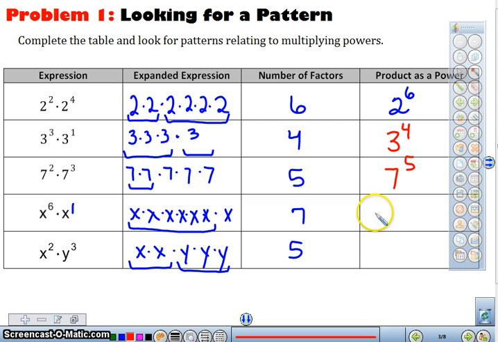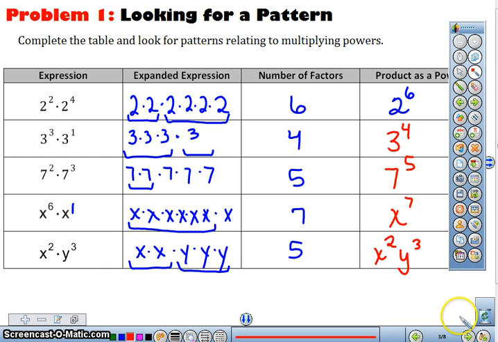Here we have 7 x's. Since they're all x's, our answer is going to be x to the seventh. And this is the tricky one. You cannot combine these and put to the fifth. So you're going to leave it separate. It's going to say x to the second, because that's our one base, and y to the third is how we simplify that product.